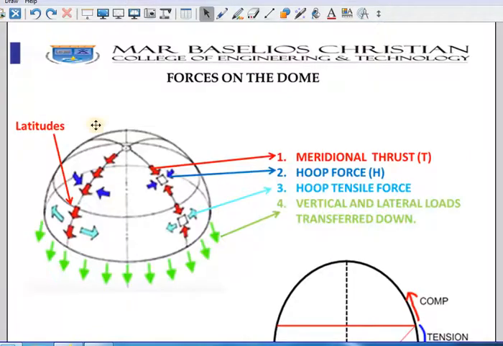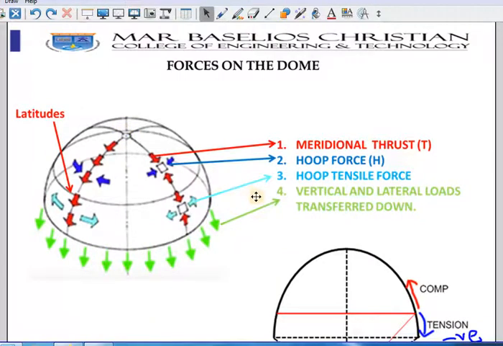Okay, so let us come to the forces in the domes. You can imagine a small ball which has been cut in the middle, and placed upside down like this. Suppose we apply a load here, a point load or whatever it is, this will be transferred through these lines, which are perpendicular to the diameter. These are called meridians. And the circles around the dome are called latitudes.